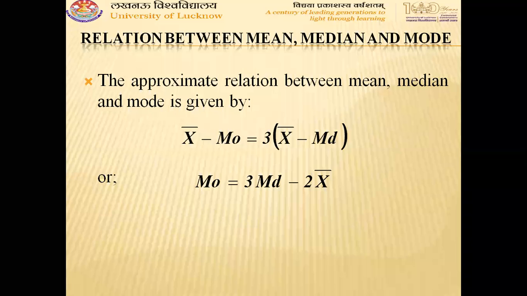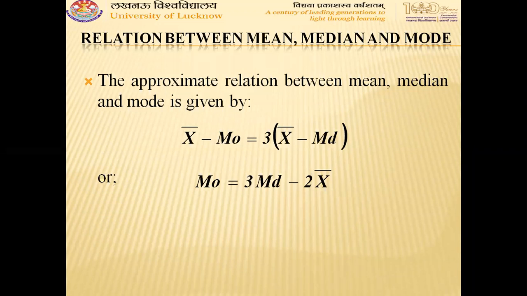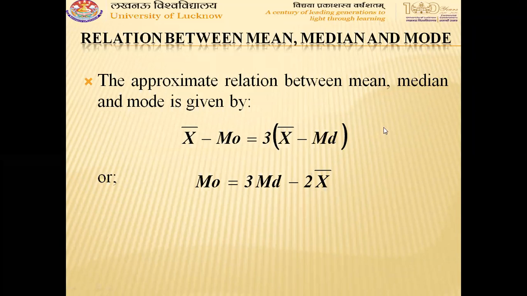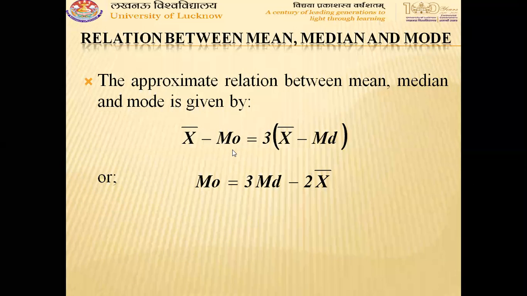There is an approximate relationship between mean, median, mode, which is given by this formula: x bar minus mode, that is mean minus mode, equals 3 times (mean minus median), or mode is equal to 3 times median minus 2 times mean. If any two quantities among these three, mean, median, mode, are available, we can obtain the third one.